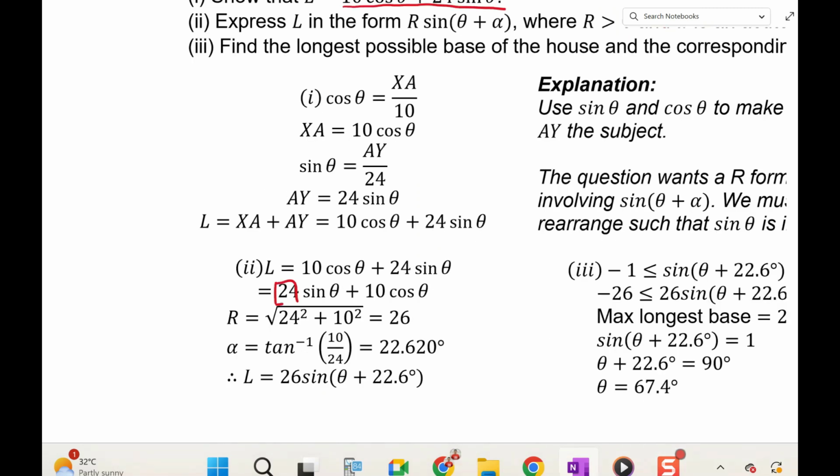Following the steps, we'll identify 24 as our a and 10 as our b. And the formula to derive the value of r is the square root of a squared plus b squared. So plugging in, we'll get r equals 26. And for our basic angle, the formula is tan inverse of b over a, so 10 over 24. And that's how we get 22.620 degrees. And then we'll round this off to 1 dp, so 22.6 degrees. And then subbing it all in into our r formula, we'll finally get 26 sine of theta plus 22.6 degrees.